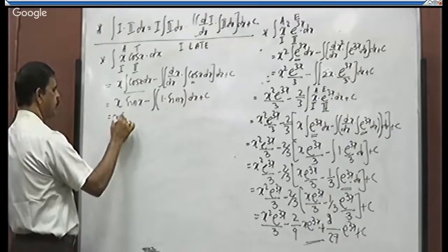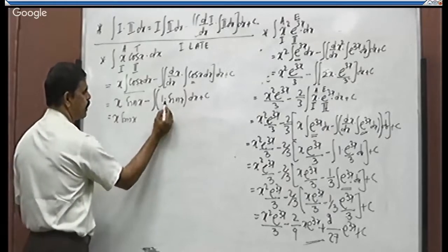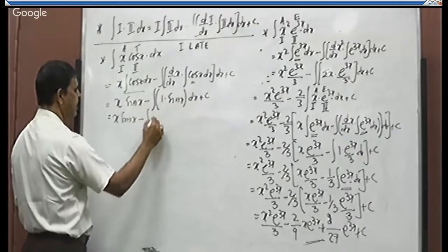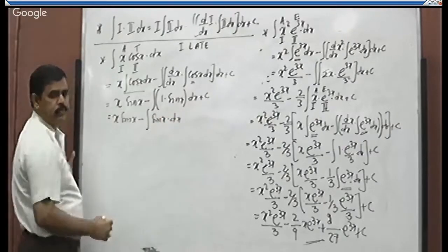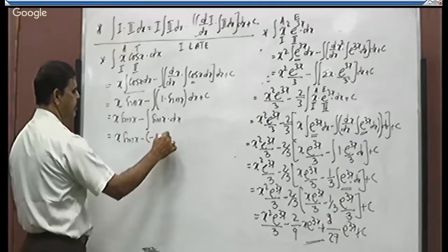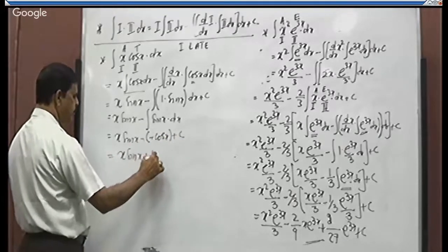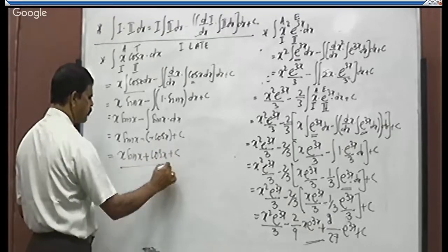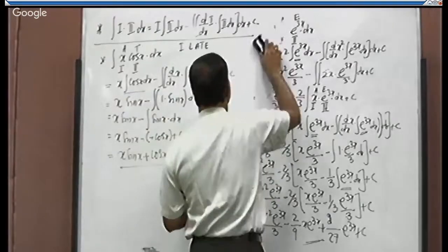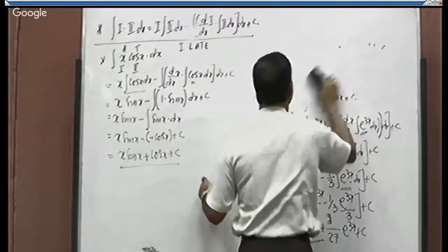Or x into sin x minus, see inside the integral symbol I have 1 into sin x. If I multiply this, I will get only sin x. 1 into sin x is sin x. So minus of integration of sin x dx. Or x into sin x minus, integration of sin x is minus cos x, plus c. That is equal to x into sin x minus into minus is plus cos x plus c. This is the answer. So like that, use the word ILATE to identify the term, first or second, then apply the formula and make the integration.